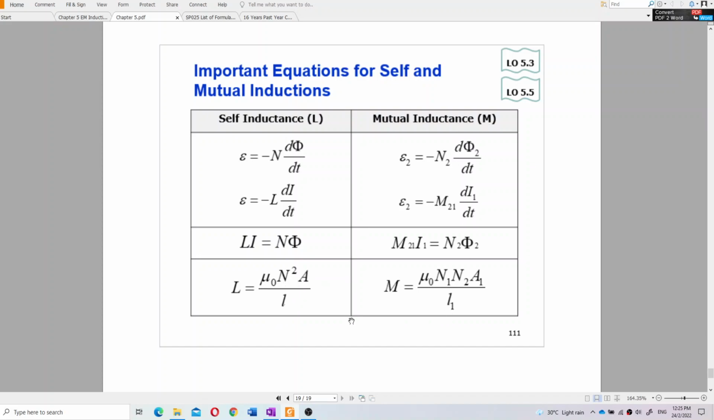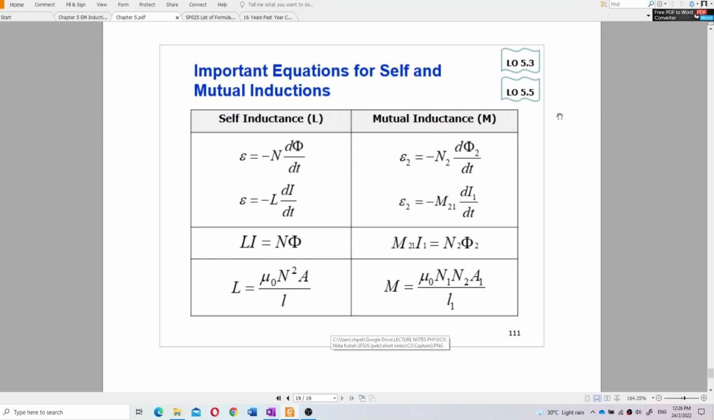Mutual induction is almost the same, just L changes to M. But the formula has N1 N2 instead of N squared, because we are using two coils. For one coil, you take the number of turns of the same coil twice, so N squared is actually N times N, or N1 N1. For two coils, it's N1 N2. Overall the formula is almost the same: L changes to M, and N squared changes to N1 N2.